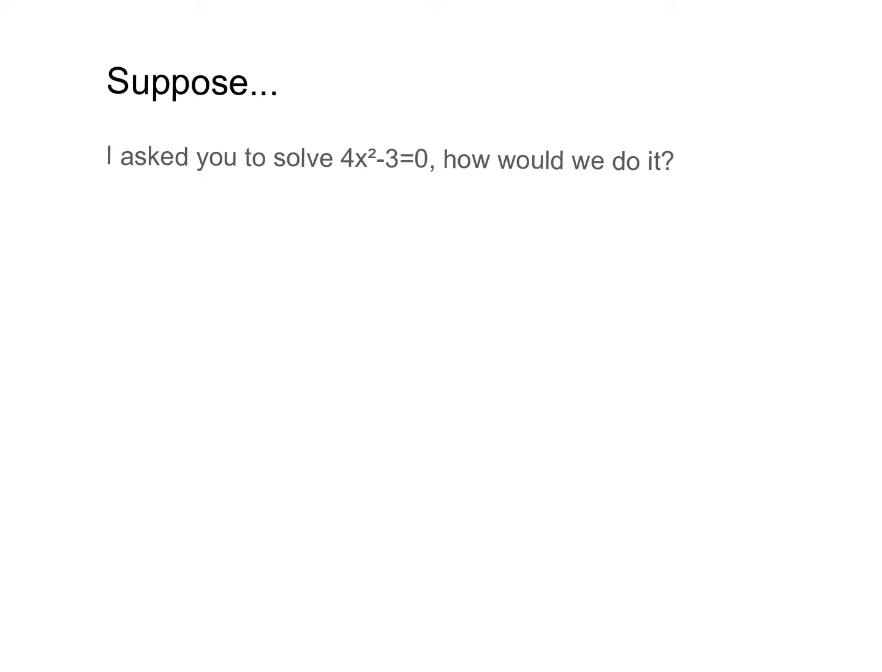Suppose I wanted you to solve for 4x squared minus 3 equals 0. First step, add 3 to both sides. So 4x squared equals 3. Divide both sides by 4. X squared equals 3 over 4. Square root of both sides.